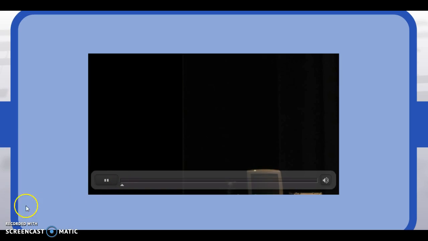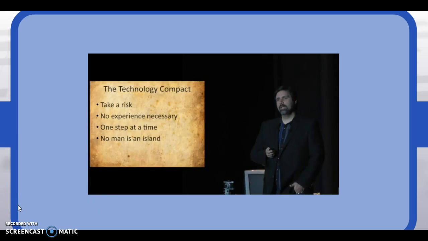Compact. I want to think about what I call the technology compact. 4 simple principles that can help you engage with your students as you strive to incorporate more technology in your classroom. The first concept is take a risk.